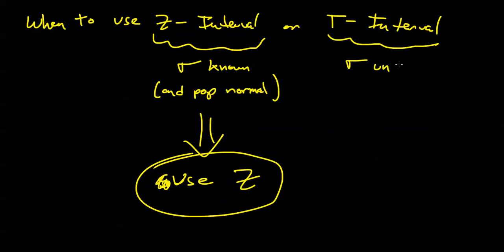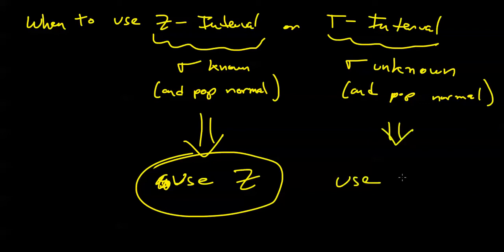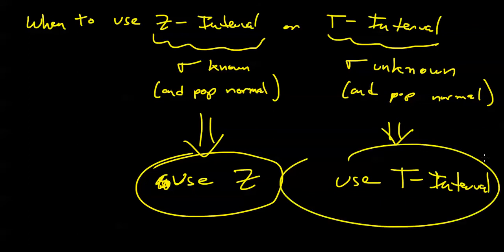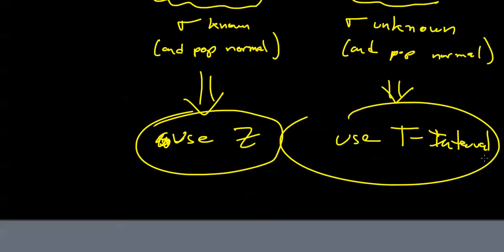If sigma is unknown, then recall we are using the t distribution to compensate for the greater variability seen in small sample sizes, and if the population from which the sample is drawn is also normal, then we use the t-interval command. Alright, so it's largely whether sigma is known or not known that determines which of these commands you're going to use on your calculator. You get a fresh screen.